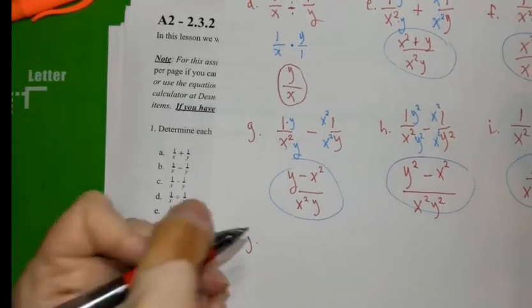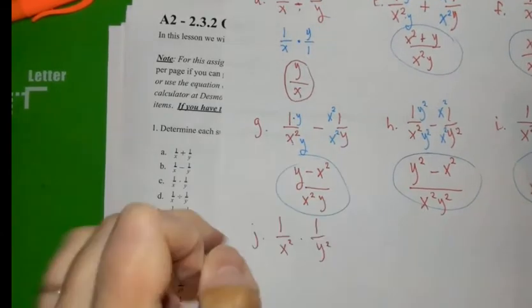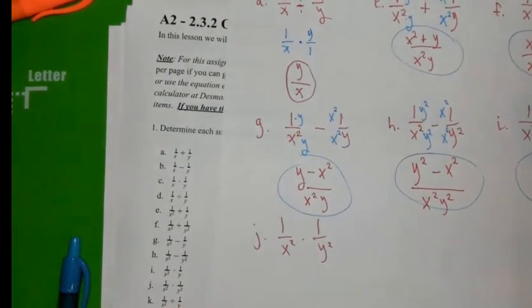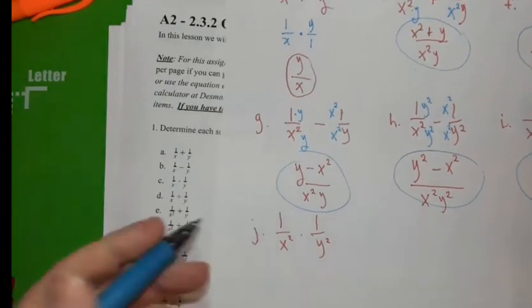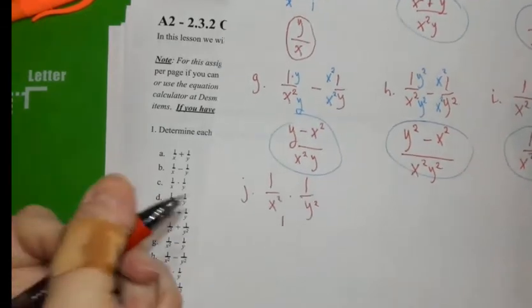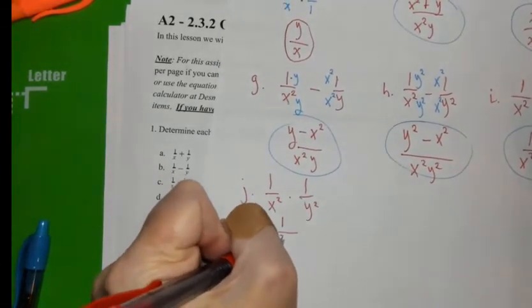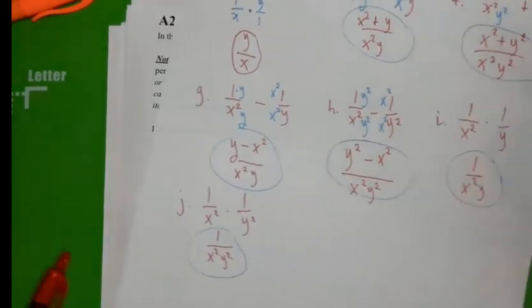1 over x squared times 1 over y squared. Again, I don't need a common denominator. It's just multiplication. So we're going to multiply straight across and get 1 on the top, x squared y squared on the bottom. And that's our answer.